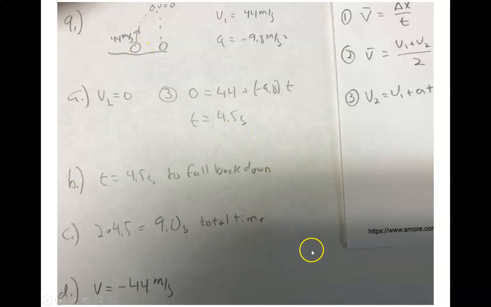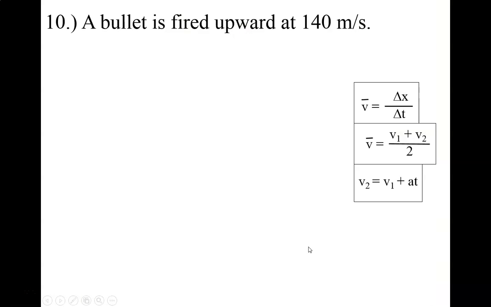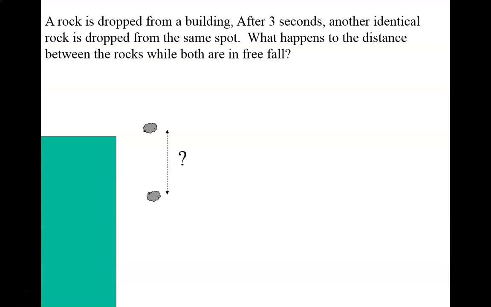So that is one example. Okay, 2 more examples. A bullet is fired up at 140 meters per second.